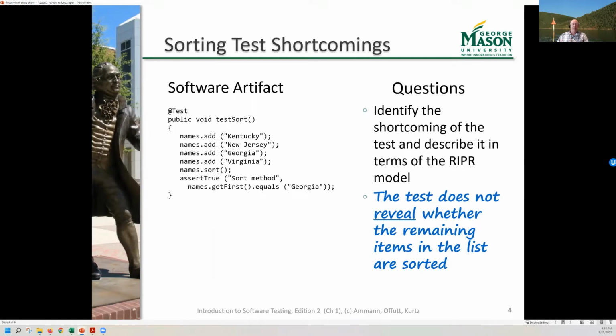The problem with this test is that the test is not capable of revealing, in terms of the RIPR model, whether there are any potential problems with sorts after the first thing, right? This could be Georgia, Virginia, Virginia, Virginia, and we wouldn't know. So that's the problem with this test.